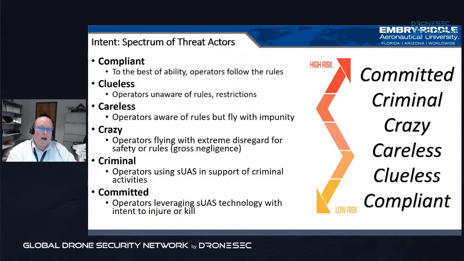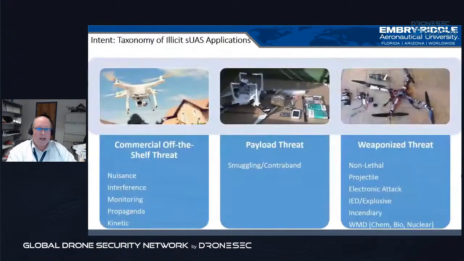So again, providing more context to how we leverage this data. Based on some research that was performed, actually dating back to about 2015, the research team that I worked with identified 12 different areas that unmanned aircraft systems are actually out there producing problems. And they basically come into three different categories. The first category is commercial off the shelf threats.